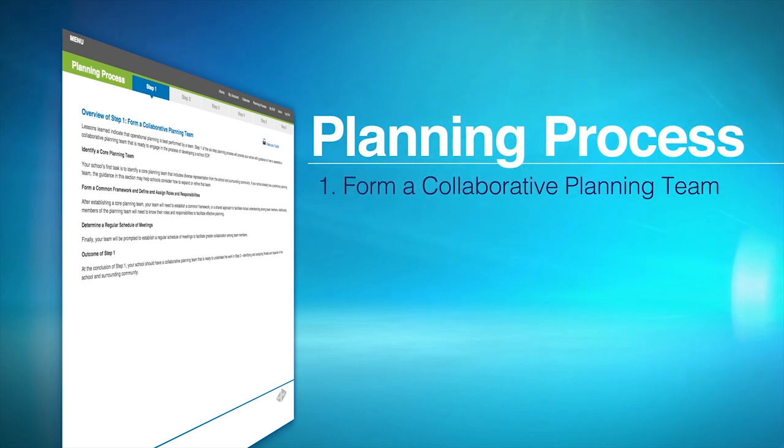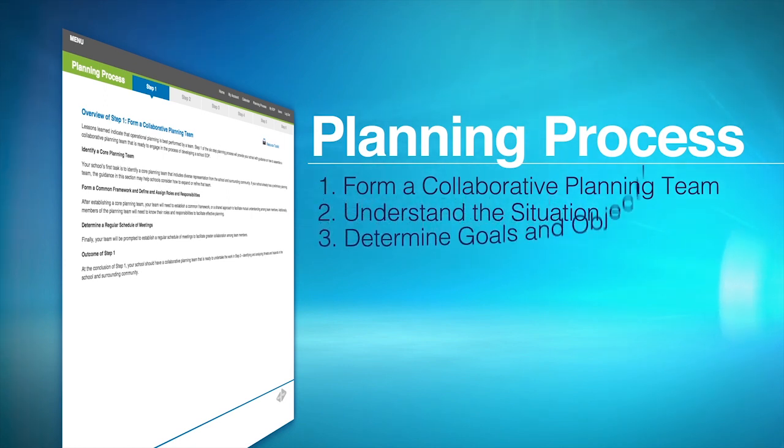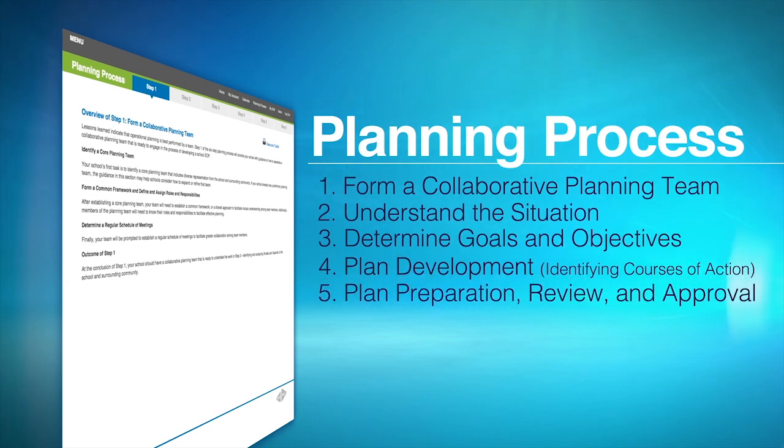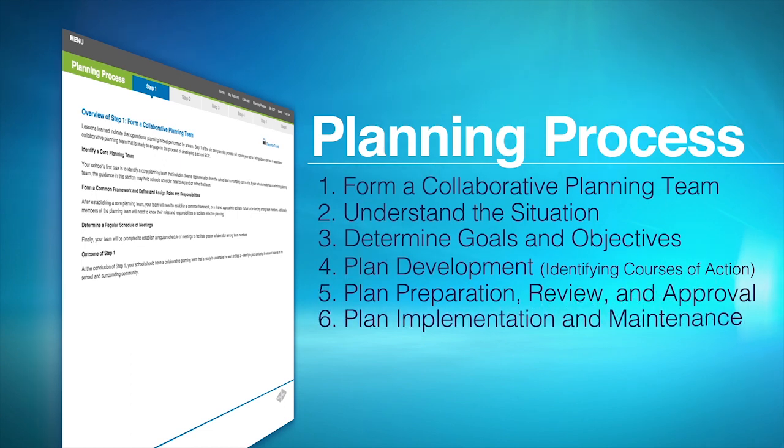The planning process is organized into the following 6 steps. 1. Form a collaborative planning team. 2. Understand the situation. 3. Determine goals and objectives. 4. Plan development, identifying courses of action. 5. Plan preparation, review, and approval. 6. Plan implementation and maintenance.